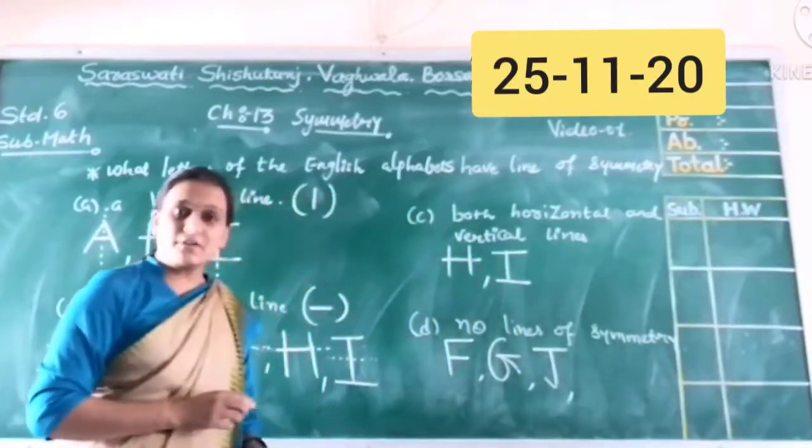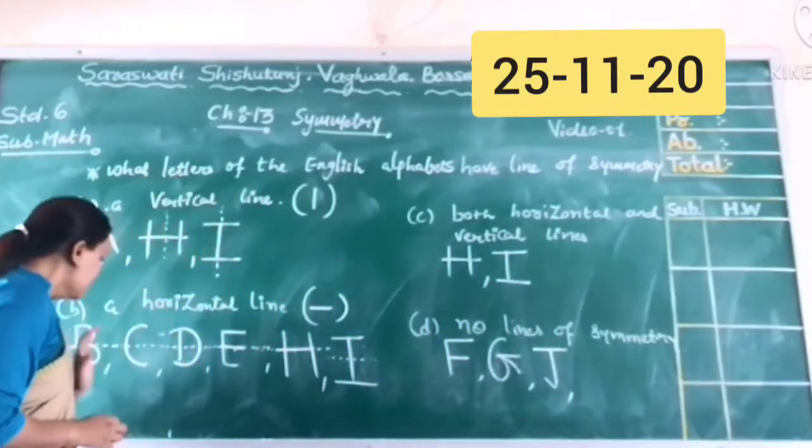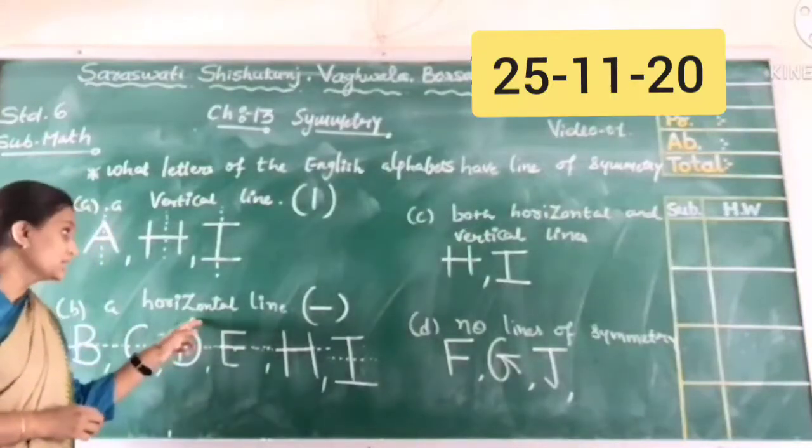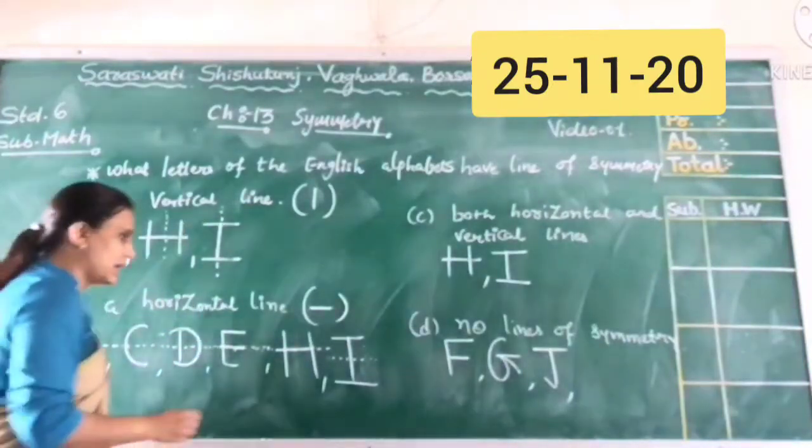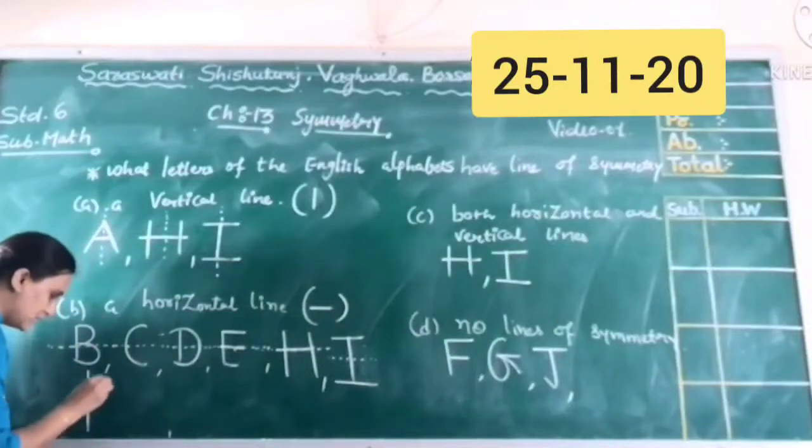Then after that K will come. In K, we can draw a horizontal line. It cannot be folded by a vertical line. So K will come in horizontal line of symmetry.